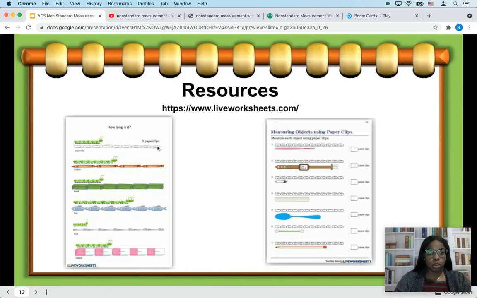In addition, you could also utilize Liveworksheets.com, in which they'll be given an item, such as a caterpillar, and they can measure it with paper clips, crayons, erasers. Here, they have paper clips being measured by other items, such as a pencil or paintbrush, a watch, a safety pin, a spoon, and a pencil.